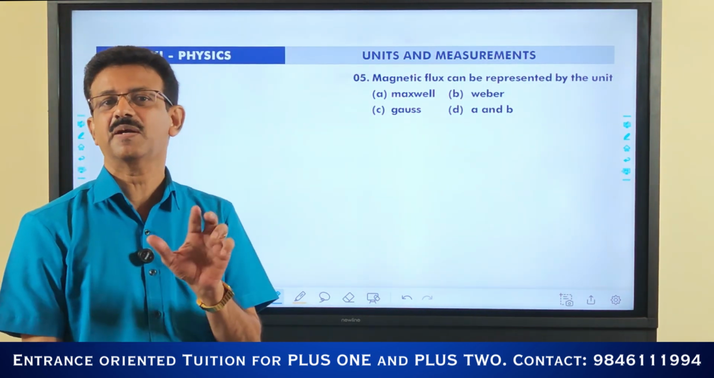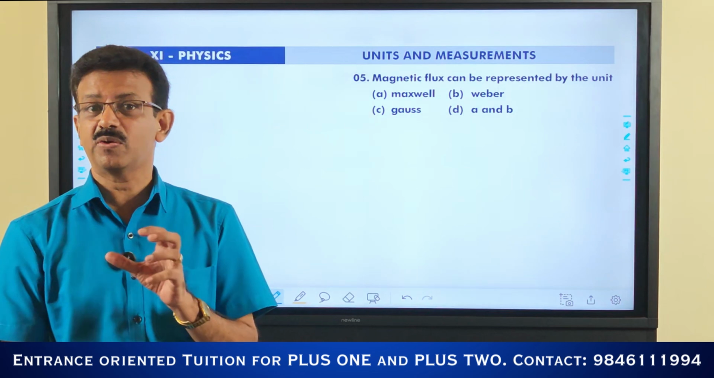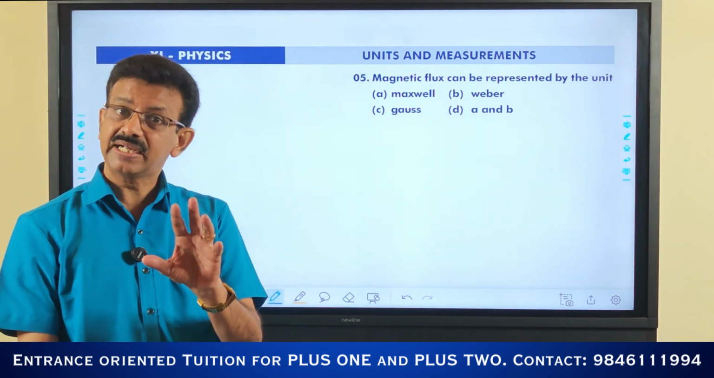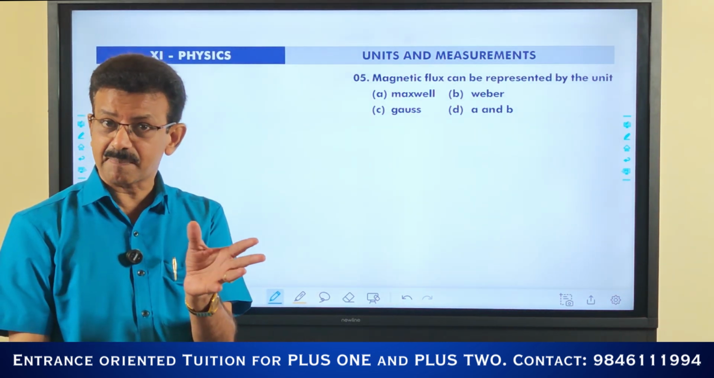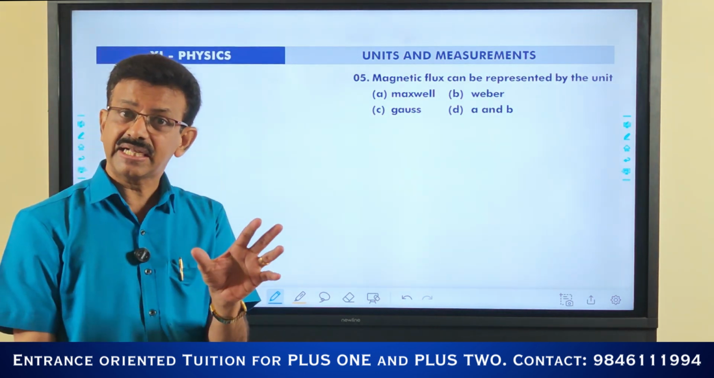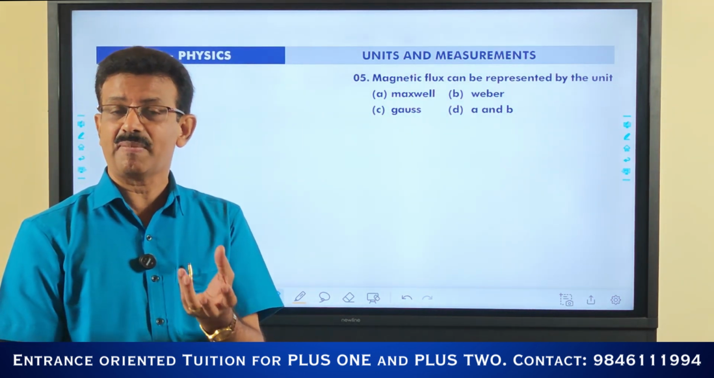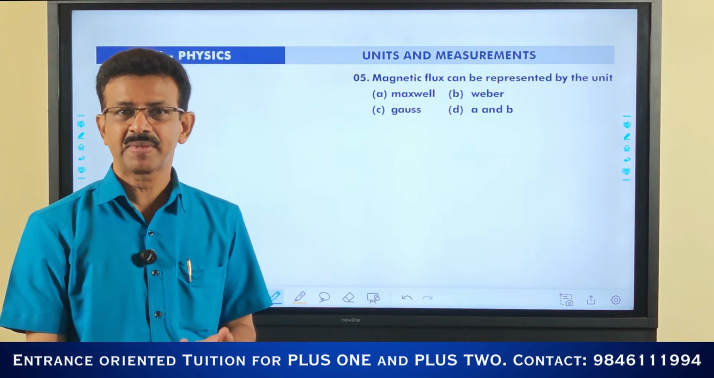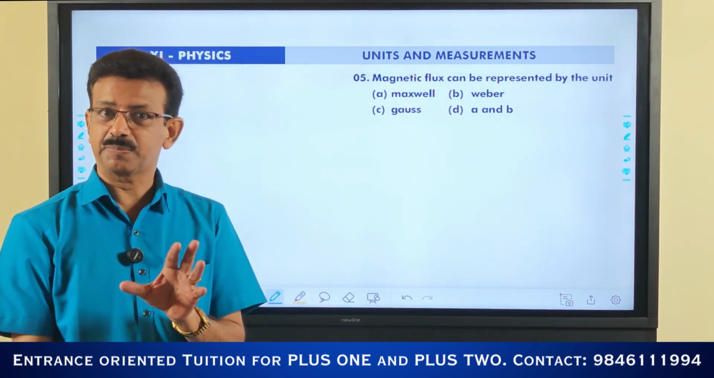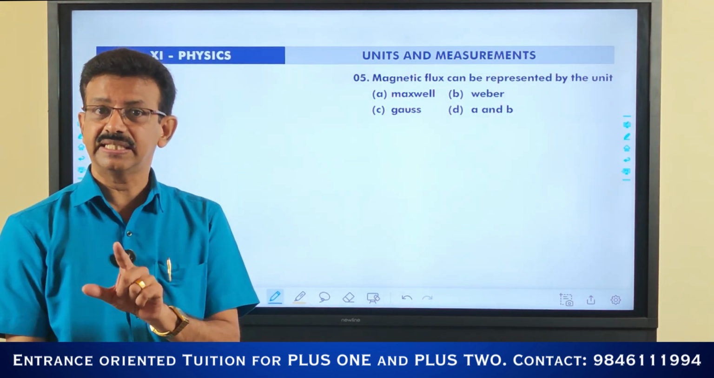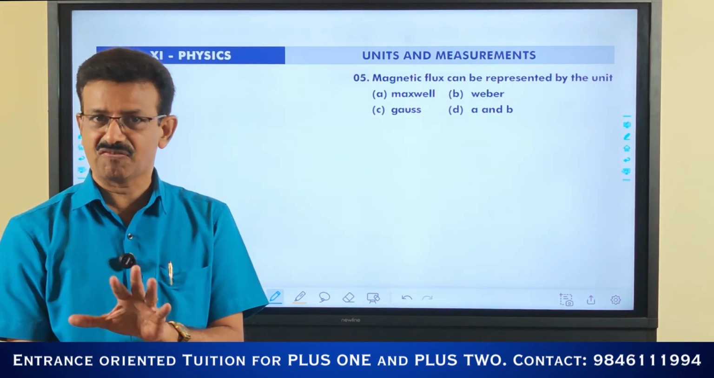But here the unit is magnetic. Here the question is about magnetic flux. Magnetic field intensity can be represented in different ways. Magnetic flux means collection of magnetic lines of force. And flux will be expressed in Weber. Weber is the SI unit of magnetic flux.